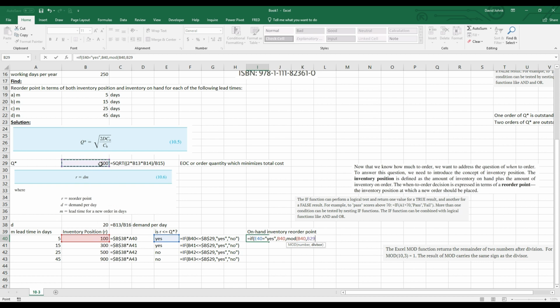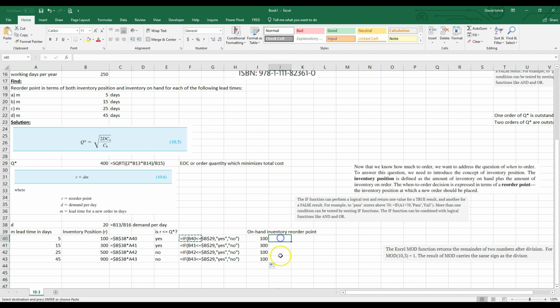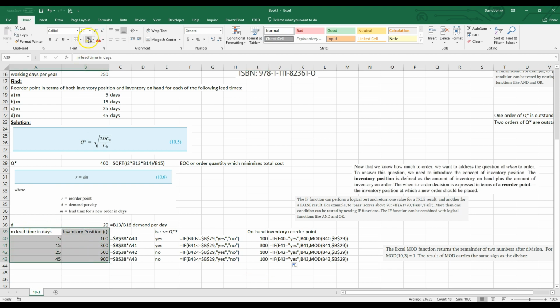Now I'm going to F4 this because I have to copy it down again, and I don't want it to move from that. And close the parentheses twice. And it still gives me 100. So if I copy this down, it's going to give me the correct answer. All right, so let me copy, paste. So now I've answered my question. This is the answer to the first part, and this is the answer to the second part.